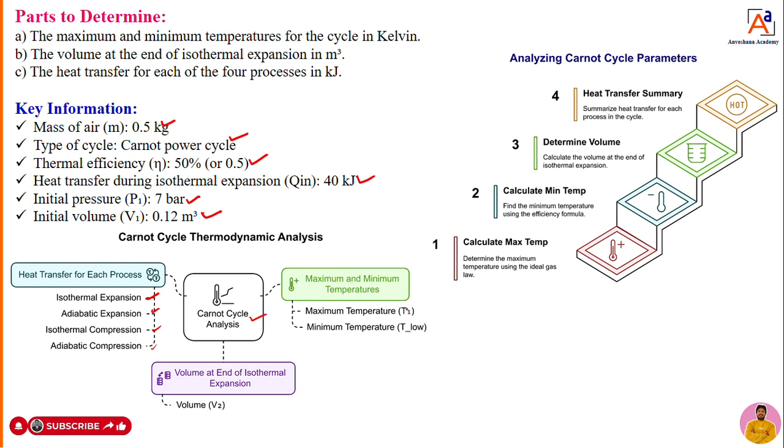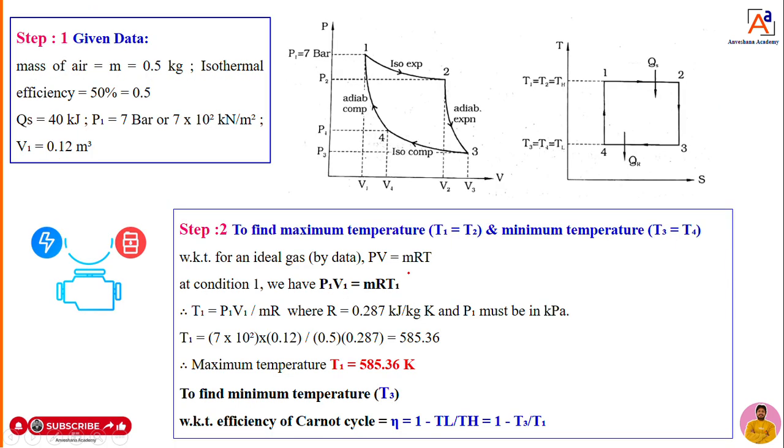He is asking to calculate first the maximum temperature and minimum temperature, and then to calculate the volume at the end of the isothermal expansion. Then he is asking to calculate the heat transfer at all processes. That you have to do now. So the first step, calculate the maximum and minimum temperature. Then determine the volume at the end of the isothermal expansion. Later you calculate the heat transfer at all the processes. How it is, that you can see here now.